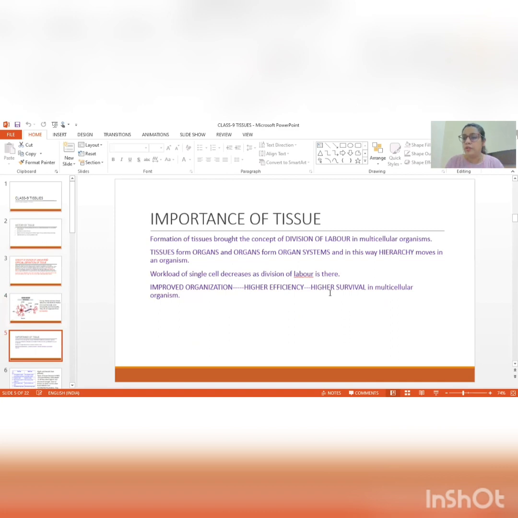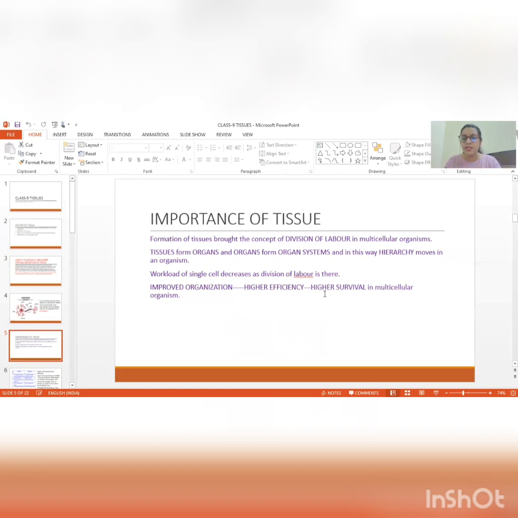Now, the importance of tissues. First of all, formation of tissues brought the concept of division of labor in multicellular organisms. Tissues form organs and organs form organ systems, and in this way hierarchy moves in an organism. Workload of a single cell decreases as division of labor is there. The improved organization leads to higher efficiency, and thus higher survival in multicellular organisms.